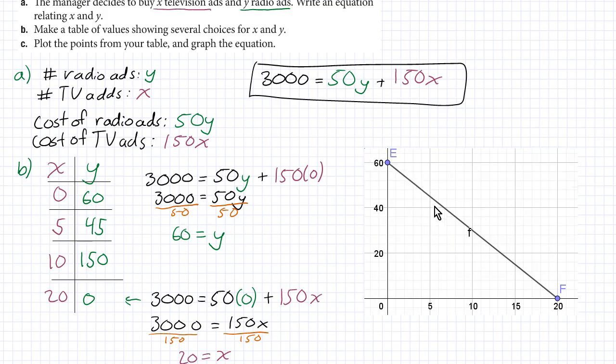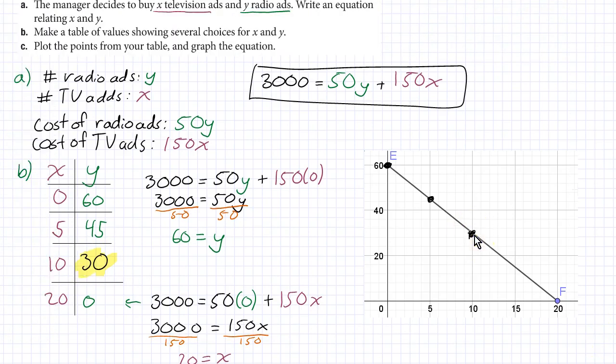The point (5, 45) is right here. We got that. We got that. The (10, 150). Oh, that was a mistake. That's not supposed to be (10, 150). See, this is why you want to check your answers. This should be (10, 30). So that point would be right here. And there are our points.